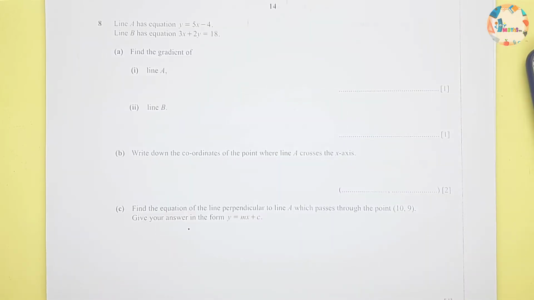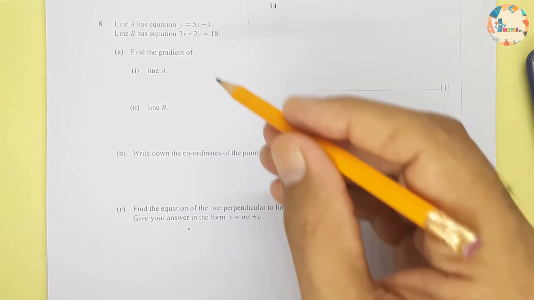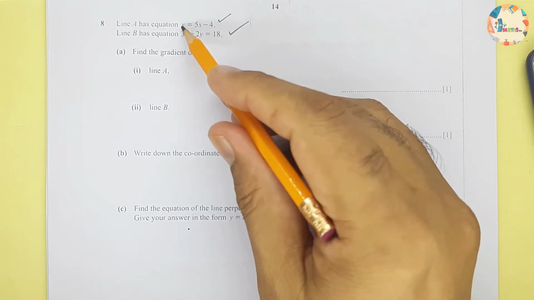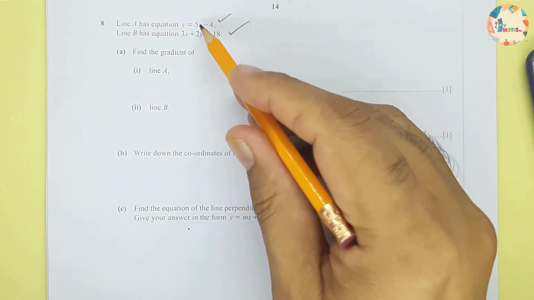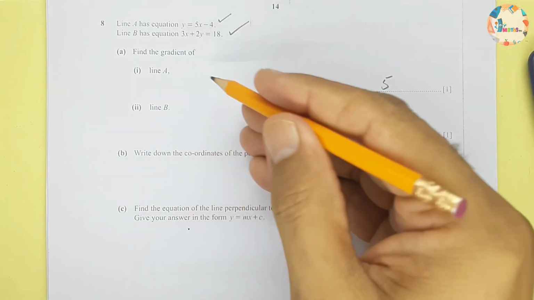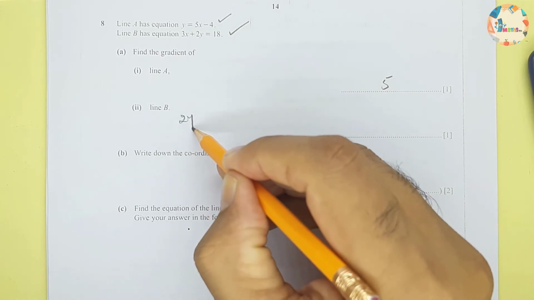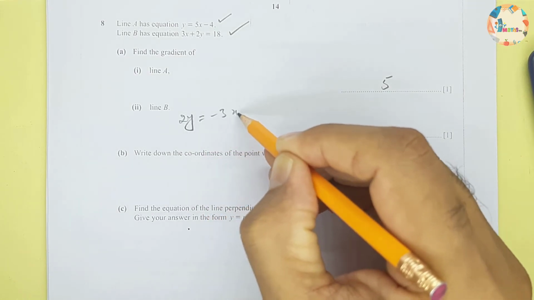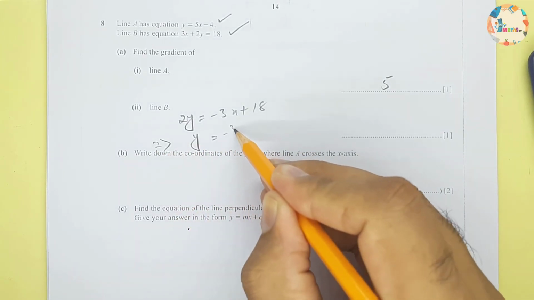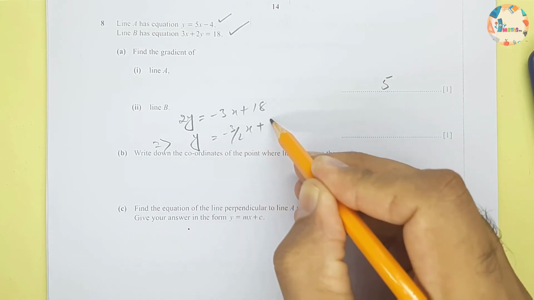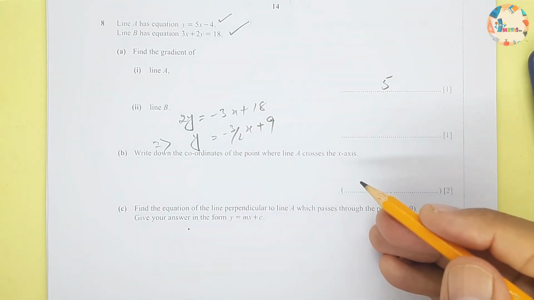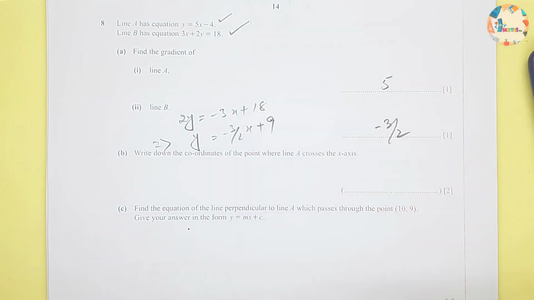Question number 8. Line A has this equation, line B has this equation. Find the gradient of line A. This is already in y is equal to mx plus c format, so m is 5, so gradient will be 5 for line A. And for line B we have to change the shape, so 2y is equal to minus 3x plus 18, and this implies y is equal to minus 3 by 2x plus 18 by 2, which is 9. So the gradient is minus 3 by 2.